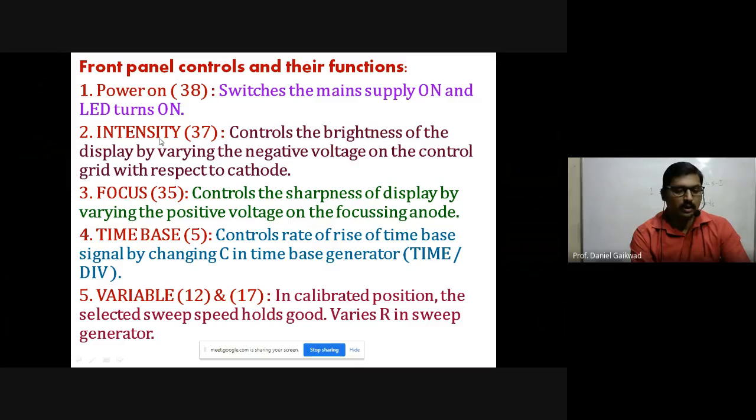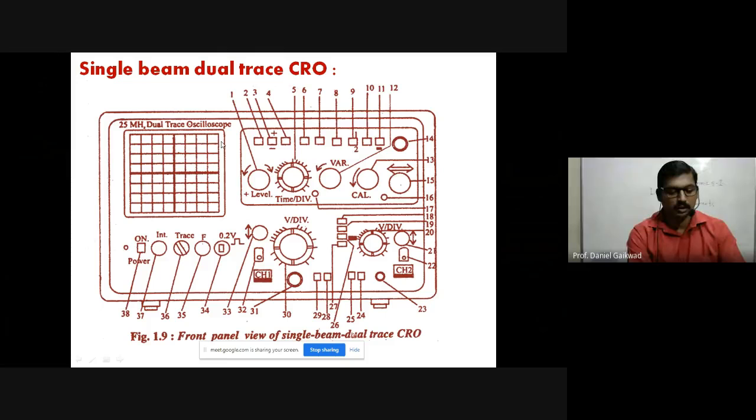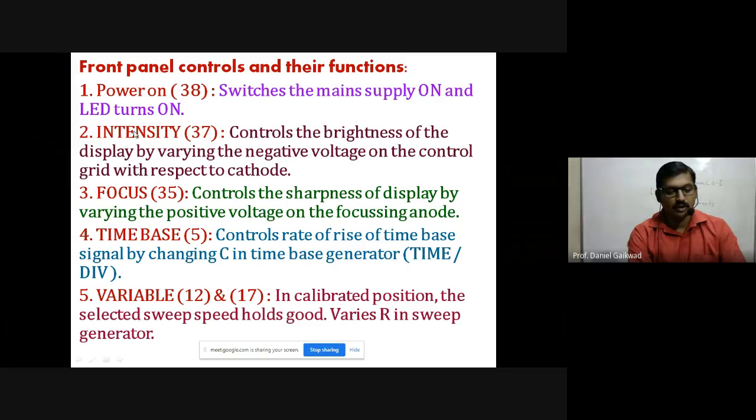Now next, second, intensity, number 37, key number 37. Check carefully, that is intensity. Intensity controls the brightness of the display by varying the negative voltage on the control grid with respect to the cathode. It means the number of electrons emitted from the cathode we can control with the help of the intensity button. So that is number 37.